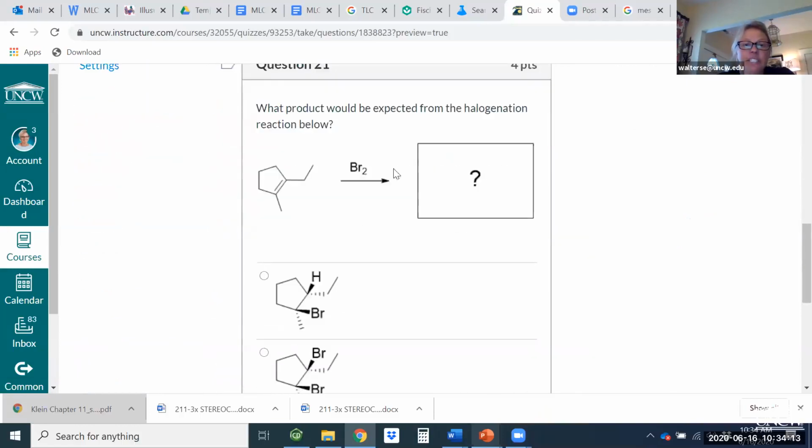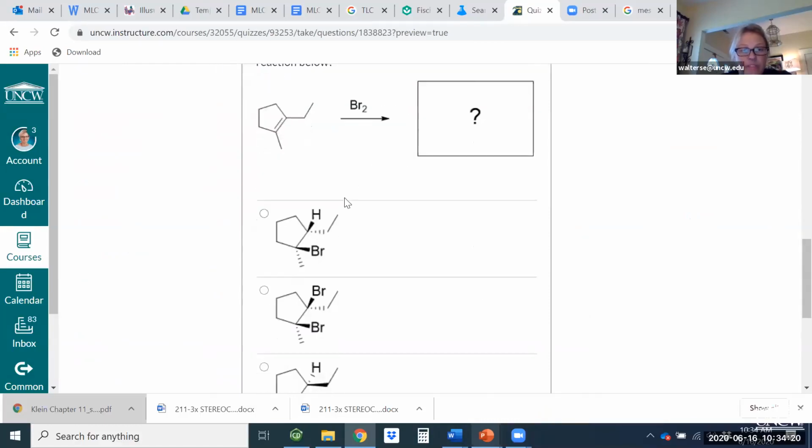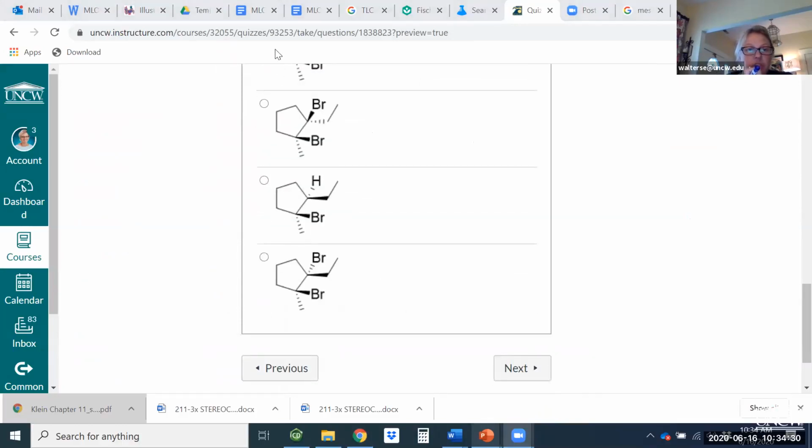Okay, so this is halogenation. Adding 2 bromines, one on the top face, one on the bottom face. They add with anti-addition. So the bromines in the product have to be one wedge, one dash, which is right here.